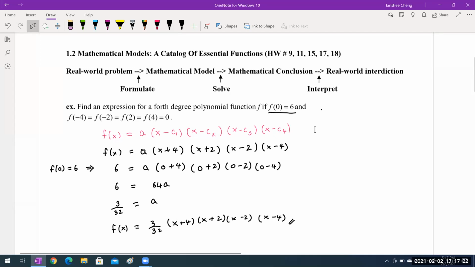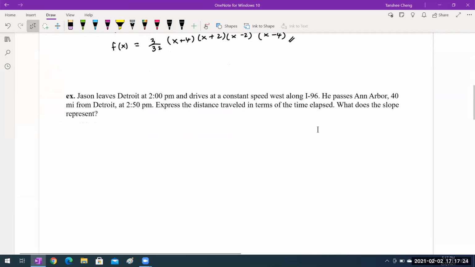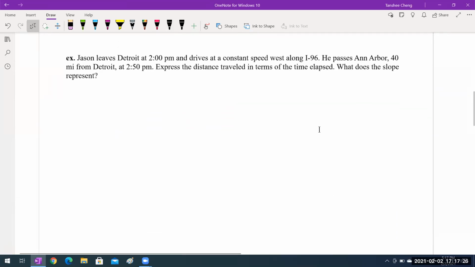Next that we want to continue is example number 2. And this example is giving you information, and then we want to construct an equation or formula to answer the questions.